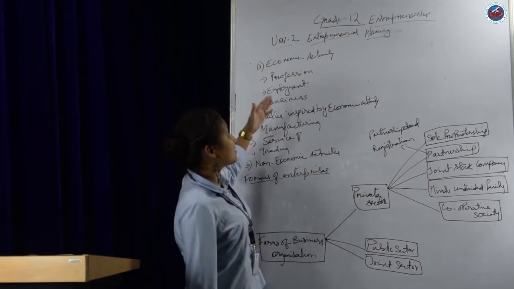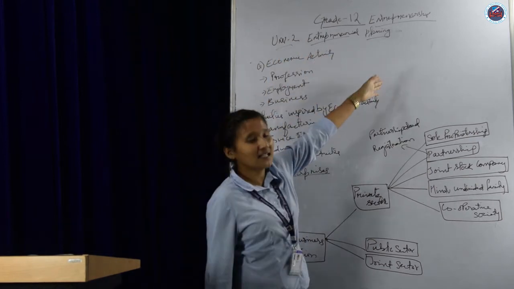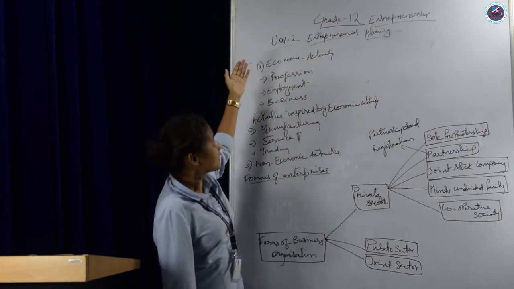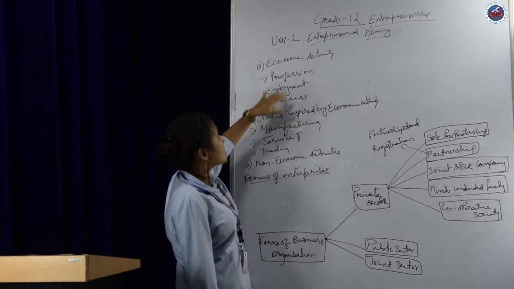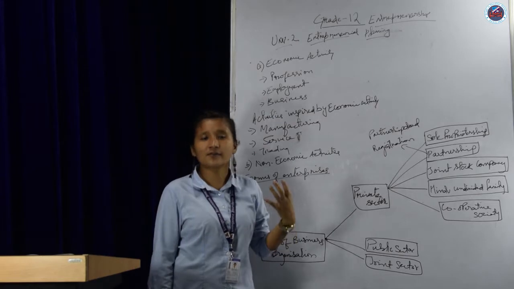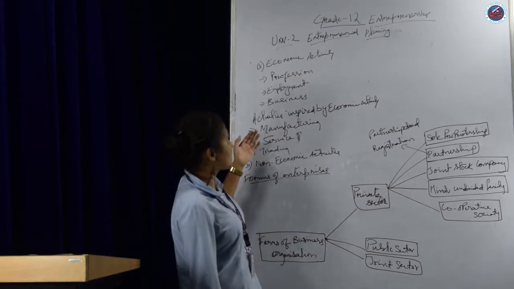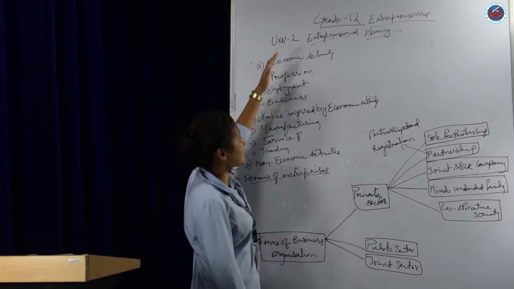Today we will be learning the second unit on entrepreneurship, that is entrepreneurial planning. Under this we will be learning these different topics: economic activities, non-economic activities, and also the different forms of enterprises. So the first topic that we will be discussing is economic activity.